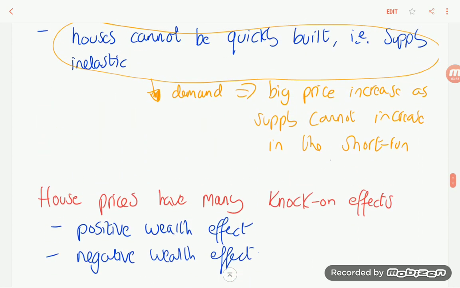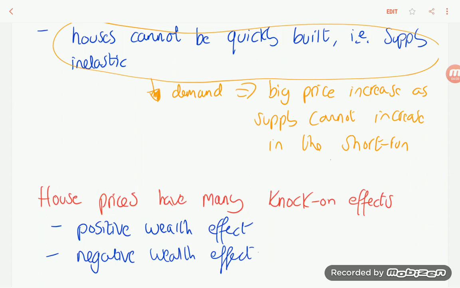House prices may have knock-on effects. If house prices rise and lots of houses are bought and sold, this might create more jobs in the construction industry. Also, higher house prices increase the value of people's assets and can increase consumer confidence. This confidence can encourage spending and increase investment. This process is called the positive wealth effect.